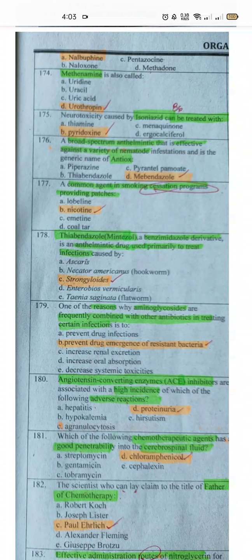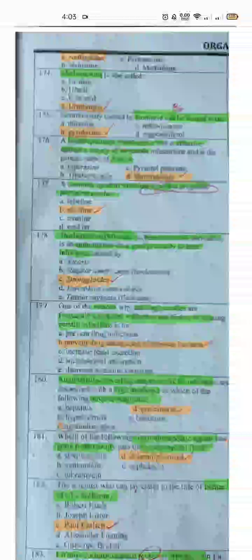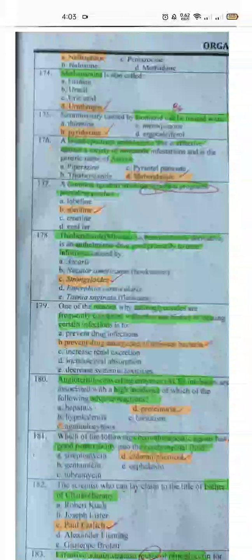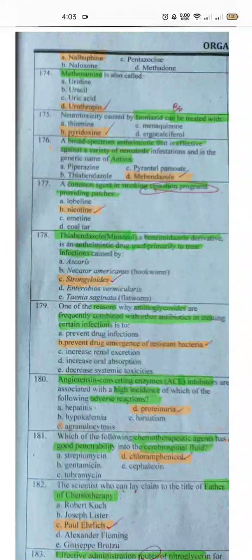179. One of the reasons why aminoglycosides are frequently combined with other antibiotics in treating certain infections is to prevent the emergence of resistant bacteria. So, your aminoglycosides are combined with other antibiotics to prevent resistant bacteria.